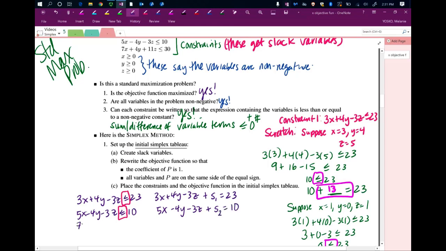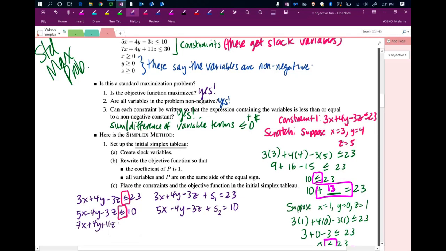And I take the third constraint, 11z less than or equal to 30. So I'm going to replace this inequality with plus some slack variable equals 30. But again, it could be different than the other two. So you notice I've replaced less than or equal to with plus s1 equals, plus s2 equals, plus s3 equals. Okay, so now I've created my slack variables.